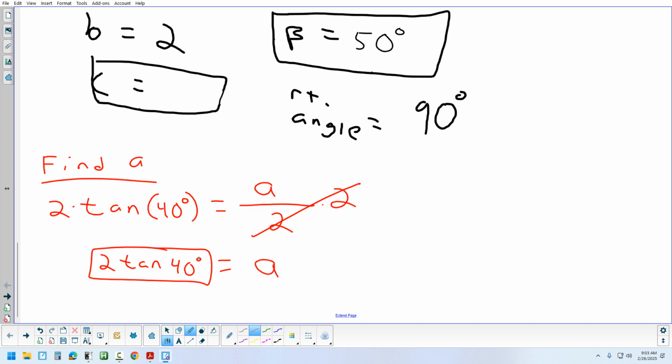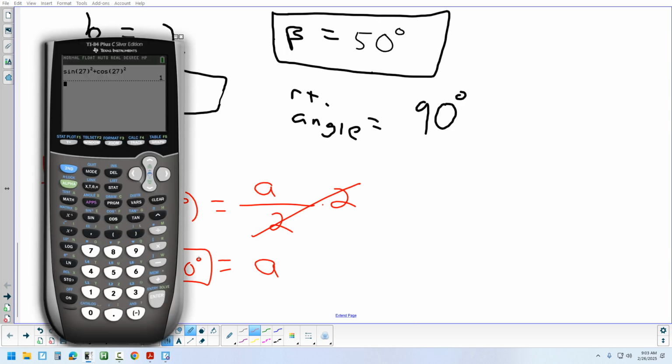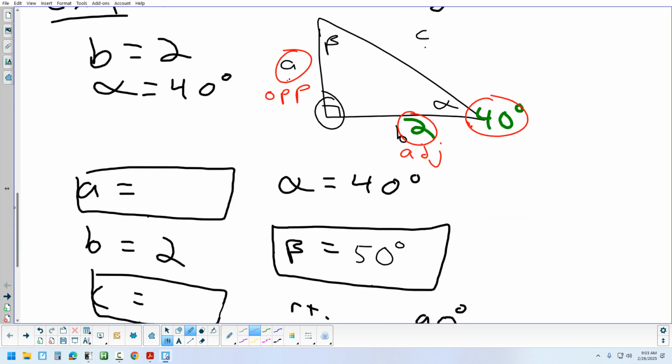But that's the length of side A: 2 tangent 40. And what is that? 40 what? Degrees. So that's another thing. Make sure we are in degrees. We already are. This entire lesson is degrees. So 2 tangent 40 gives me a length of, we're going to go to 3 decimal places, 1.678. So that's the length of side A.